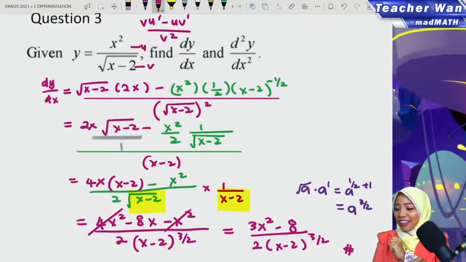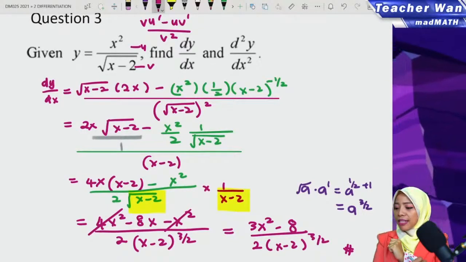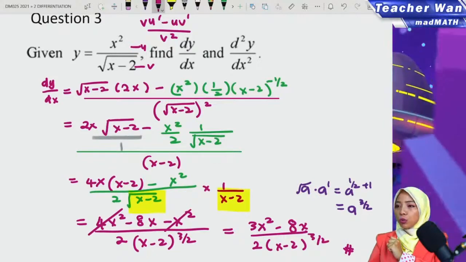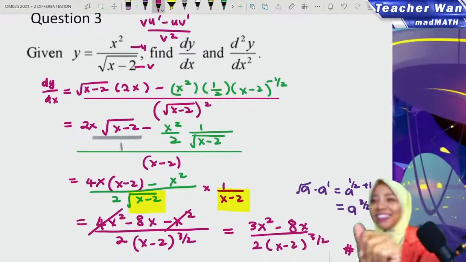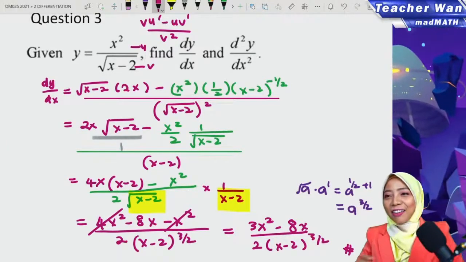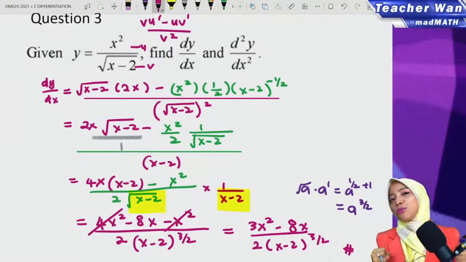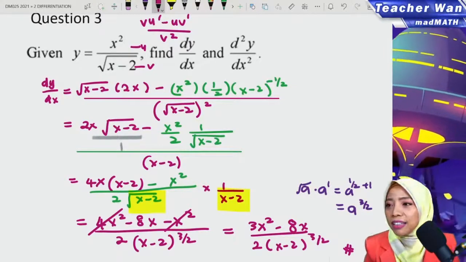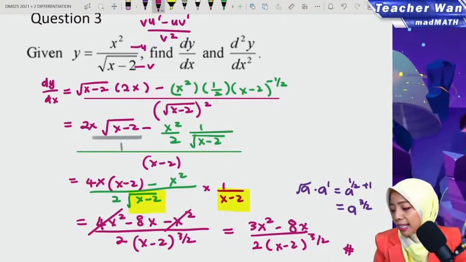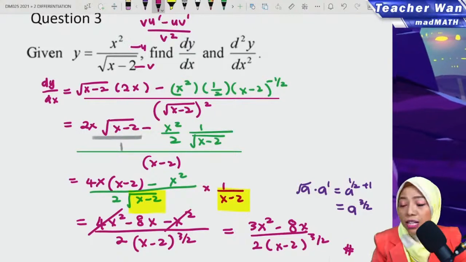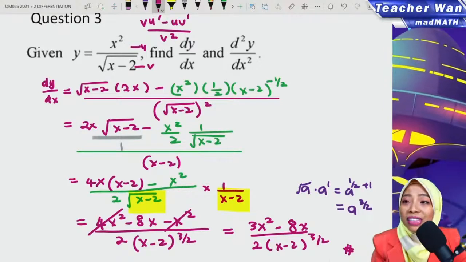Yay! Okay, Shafiq, Nordin managed to get 3x squared minus 8x over 2 times x minus 2 to the power of 3 over 2. Yay! High five! Okay. I know, a satisfying feeling when you manage to get the question correct. Yes, 8x. Thank you, Emilia. Okay, I have added up 8x. 3x squared minus 8x over 2 times x minus 2 to the power of 3 over 2.